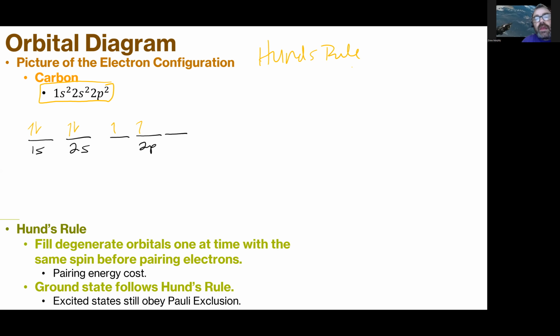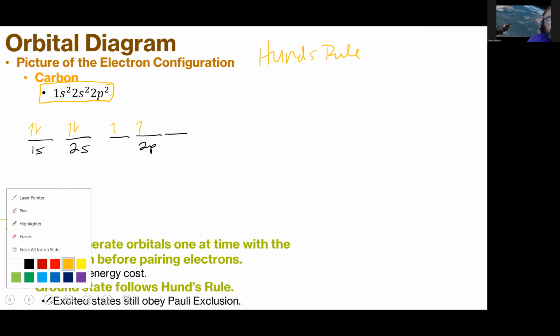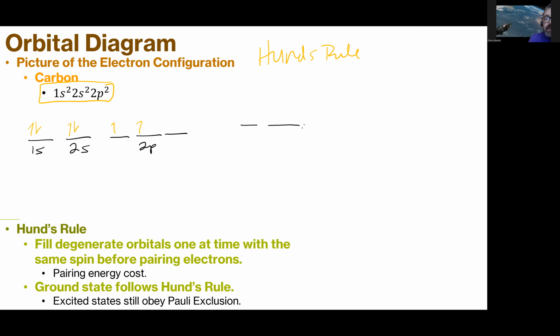Hund's rule says that you're filling degenerate orbitals one at a time with the same spin before pairing them up. So we're going to put one here and we're going to put one next to it. They can be both up or they can be both down. It doesn't matter as long as they're both going the same direction. Notice there's lots of ways to do this. I'm just going to give us a couple more examples.